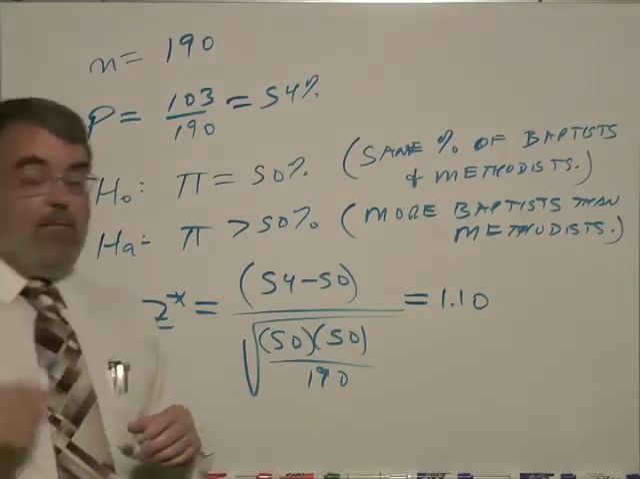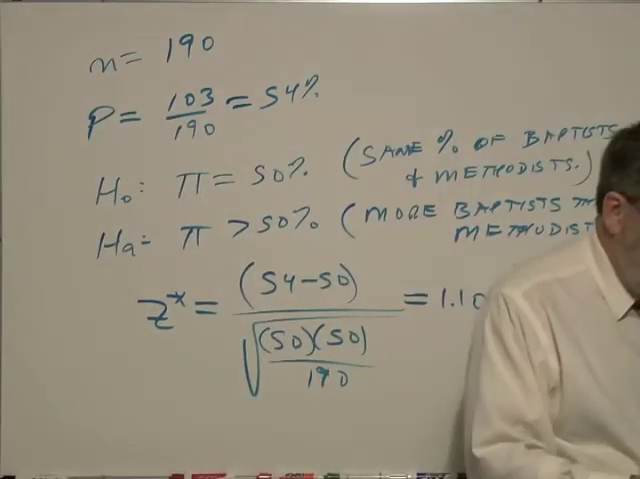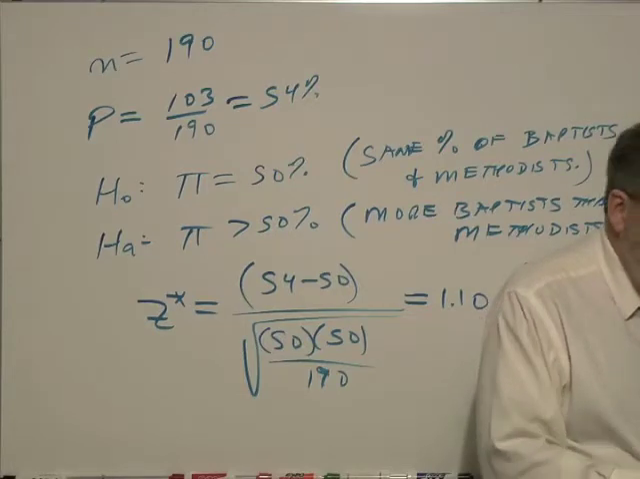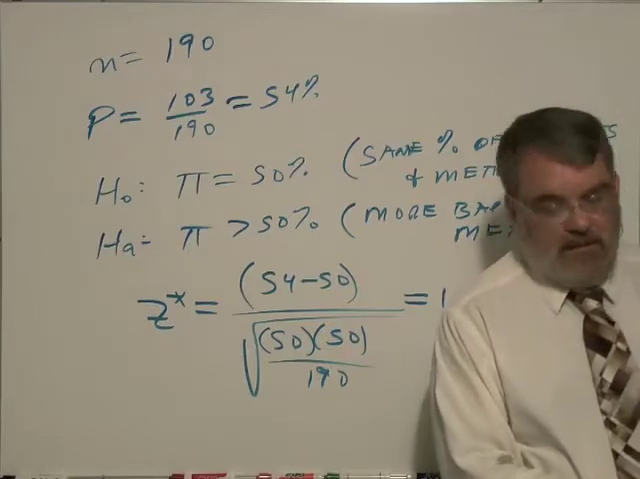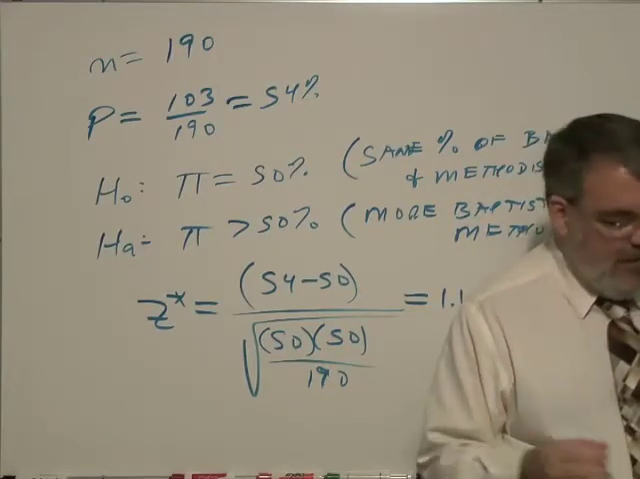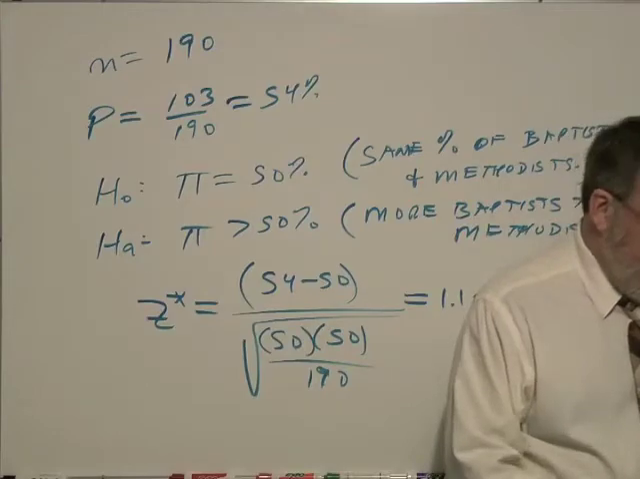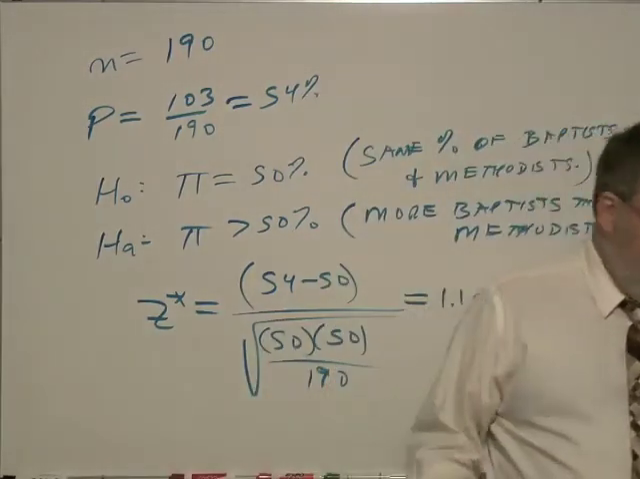Okay, well, let's look up 1.10. And I don't think we're going to reject this null hypothesis. I think this is a fail to reject. It's kind of a low z-score, because this is 1.1 standard deviations, which is not very big.